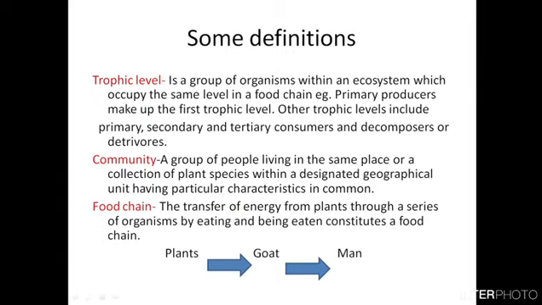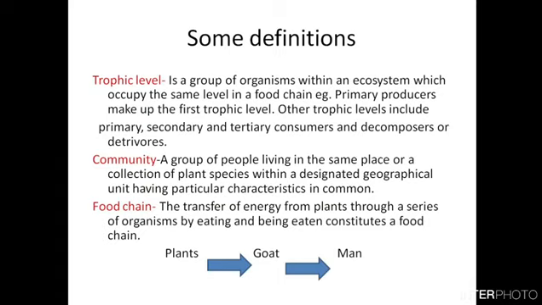For example, primary producers make up the first trophic level, that is nutritional level. Trophic level is also nutritional level. Other trophic levels include primary, secondary, and tertiary consumers and decomposers or detritivores. We've already discussed it, but you are supposed to learn the definition by heart.